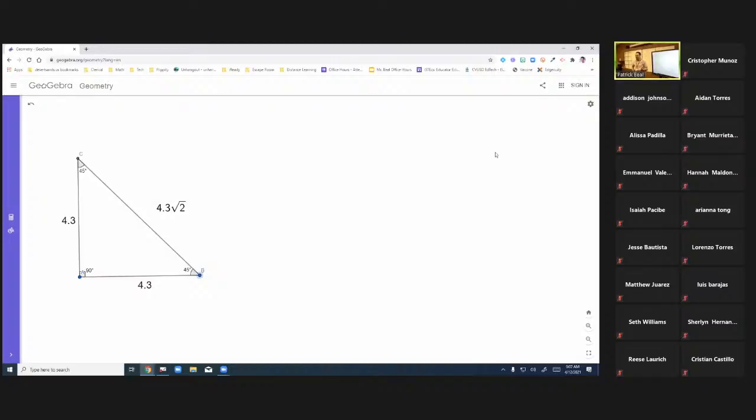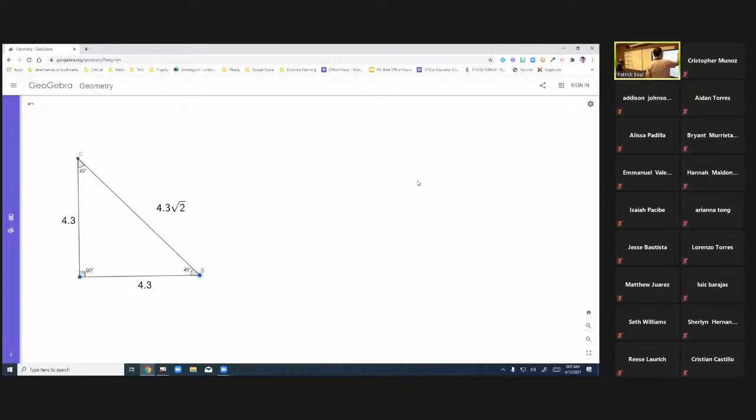Now that's a very useful shortcut so that you don't have to go through all the work of the Pythagorean theorem when you're dealing with a 45, 45, 90 triangle. Now you can still use the Pythagorean theorem, of course. It still works, but it's not necessary, I suppose.